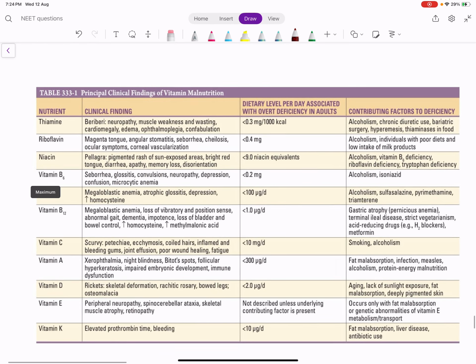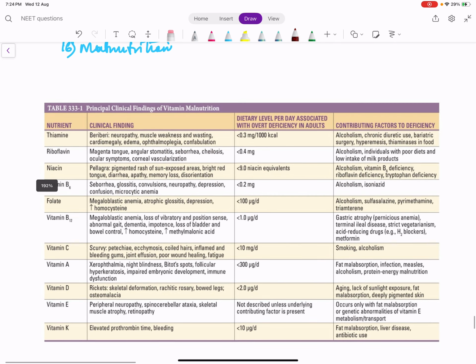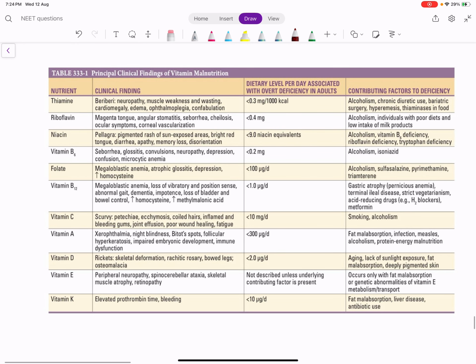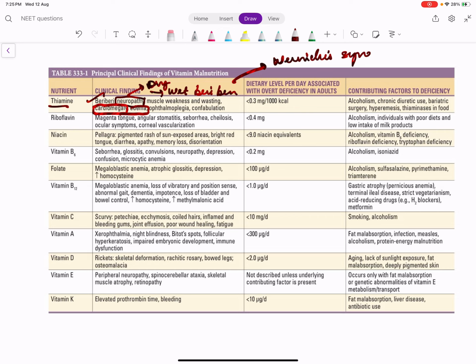Now about malnutrition. So we are discussing the macronutrient malnutrition, mineral malnutrition and vitamin malnutrition. This is just a revision, right? So what happens in thiamine deficiency? The clinical finding is beriberi. Beriberi is of two types, dry beriberi and wet beriberi. In dry beriberi, there is only neuropathy. In wet beriberi, there is cardiomegaly, that is heart failure. So when there is heart failure, there is edema, that's why it's called wet beriberi. Right? Usually it causes the famous syndrome which we know, Wernicke's syndrome.